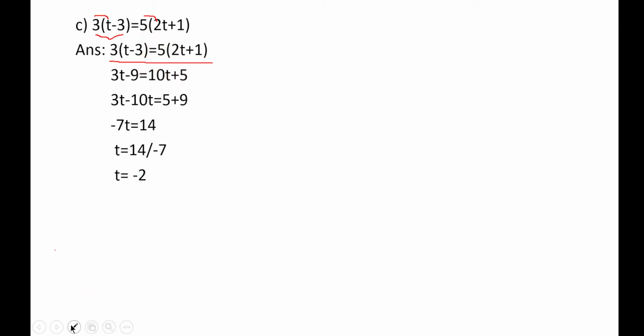We gotta simplify it though, right? We gotta simplify. So we bring this t here, bring this 9 that side. This has a plus, it gets minus. This has a minus, it gets plus. So 3t minus 10t equals minus 7t. You need to know these basics. So minus 7t equals 14 because 5 plus 9 equals 14.